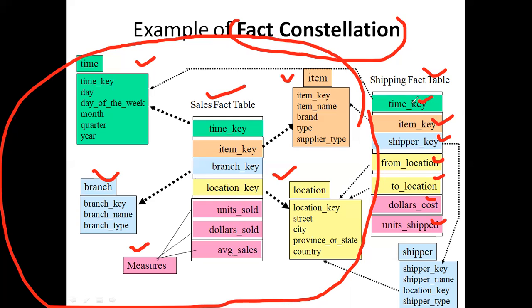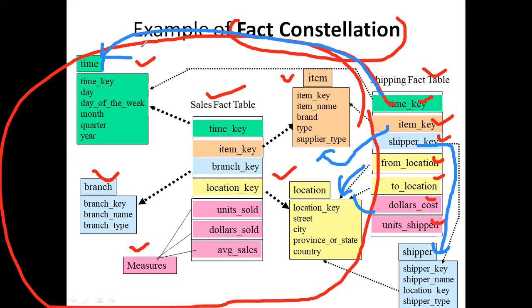Now this time key is referring to which one? This time table, right? Similarly, item key is referring to this item table. Then shipper is referring to the shipper table. From and to, of course, they are referring to the location table, right? Then we have the dollars, cost, and unit ships.